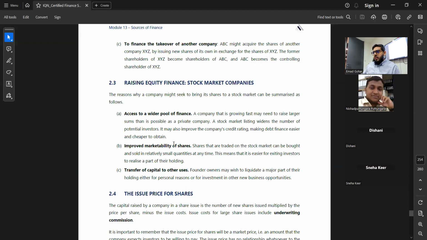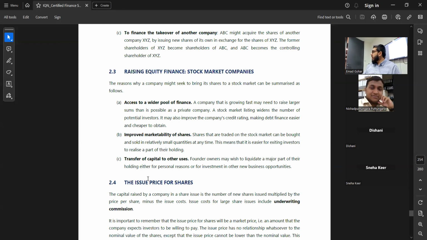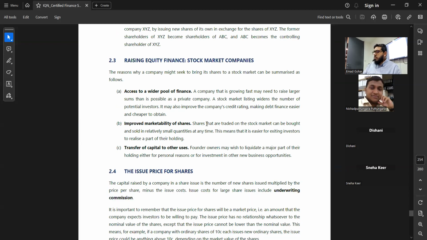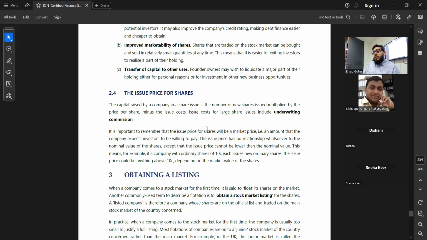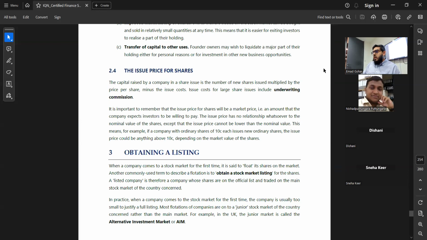Then stock market concerns, right? Why do we need to go to the stock market? Because it is a wider pool of finance. We can get more money as compared to if we have a private company, right? Then we discussed underwriting also. Remember what is underwriting? When you issue shares, if some shares are not taken up by the public, there will be a broker or commercial bank or investment bank, whoever is there, they will buy the remaining shares, right?